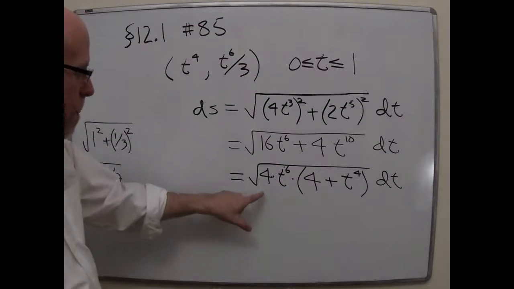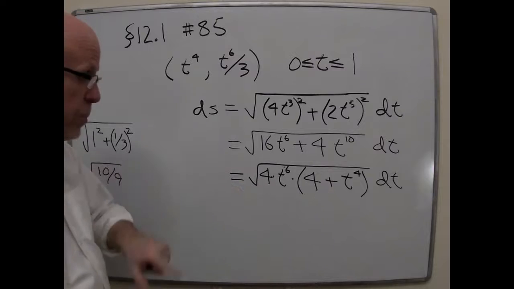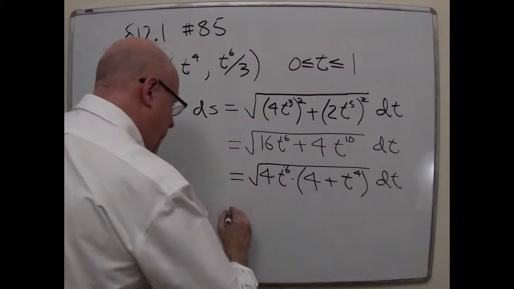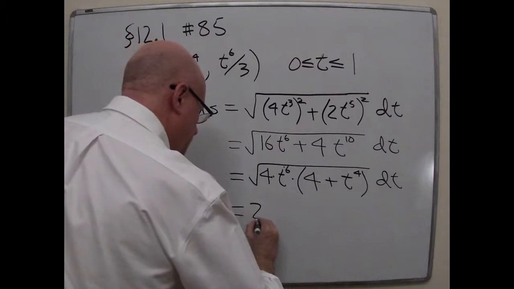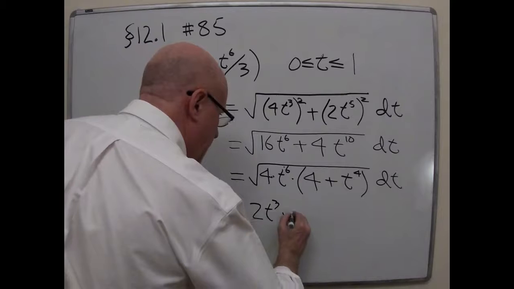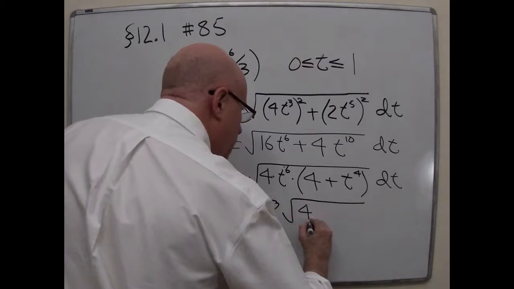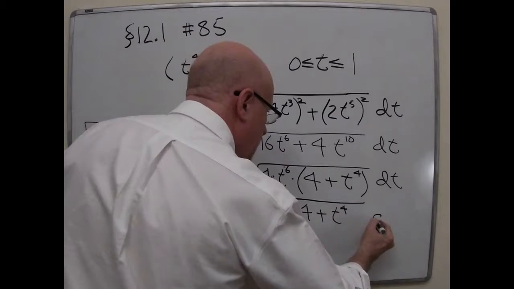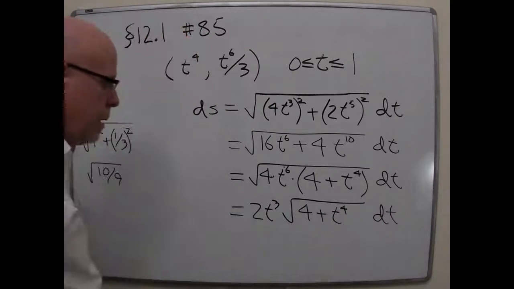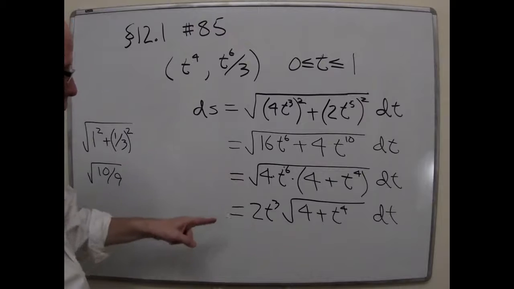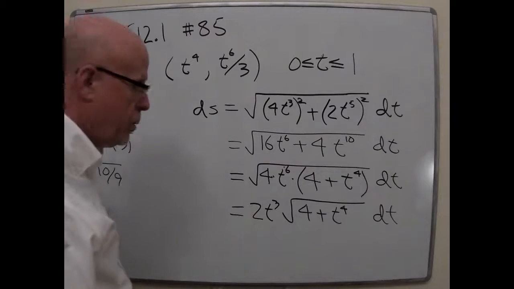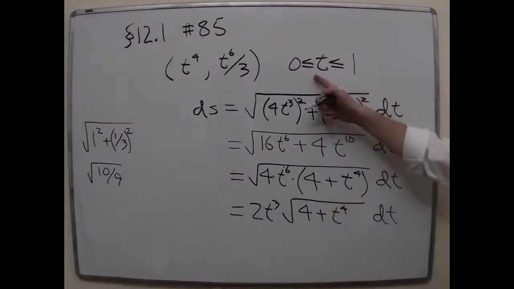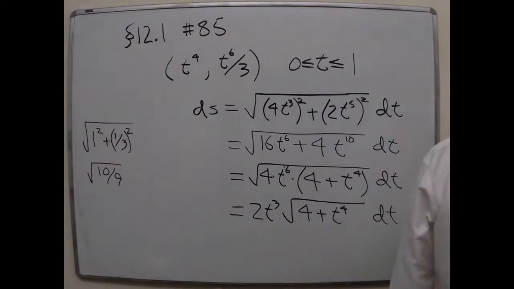Great. Now, 4t to the 6th is a perfect square. It is the square of 2t cubed. So I can pull it out of the radical, 2t cubed, and inside the radical we'll have 4 plus t to the 4th, all dt. That's pretty nicely simplified, and that's what we're going to want to integrate over the range 0 to 1 to figure out this arc length.